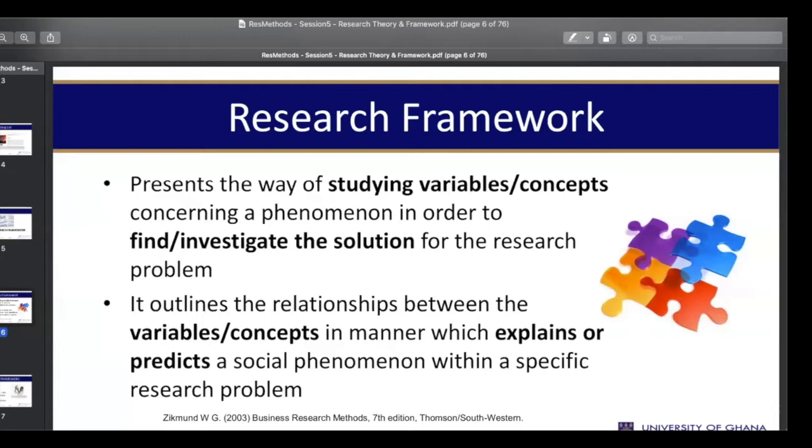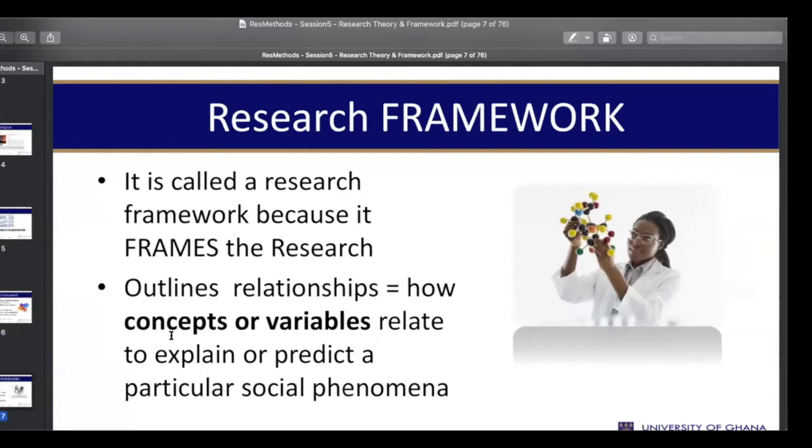So it is called a framework because it frames the research, defining the limits of the research, how far you go into asking the questions on variables. So if my research framework has two variables, L times B, why will I spend my time trying to look for the radius of the land? There's nothing in the radius of the land.